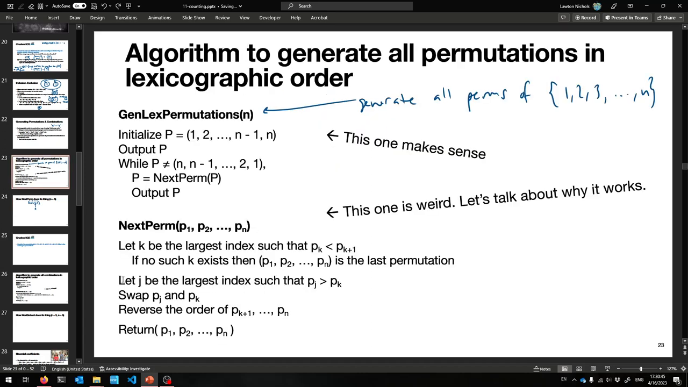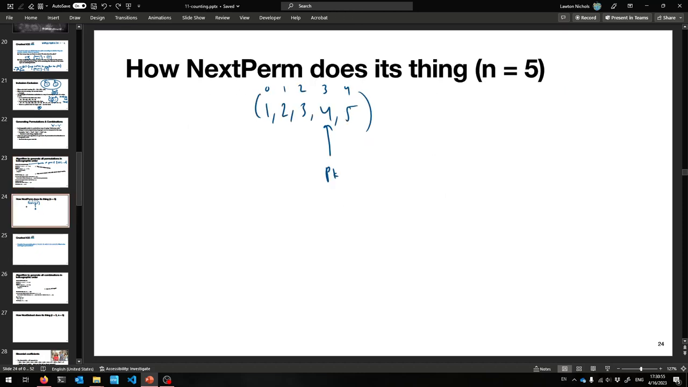So that's fine. And now we want to find j. J needs to be the largest index such that p of j is bigger than p of k, the value. Find the rightmost index, as far to the right as possible, that is bigger than the 4. And so we only have the 5. And that is all the way to the right already. So here is our p of j. J is index 4. Okay, so now we've got those set up.